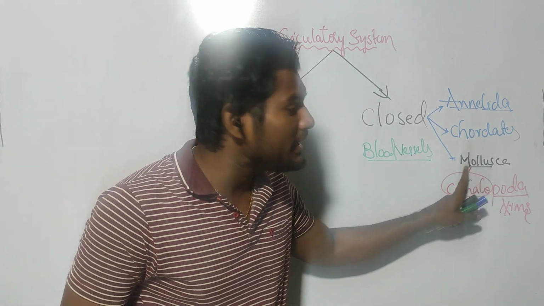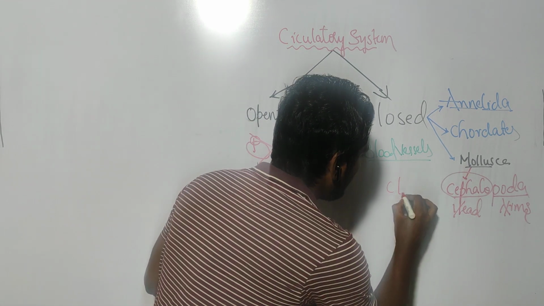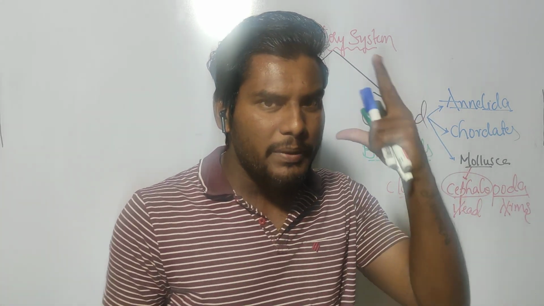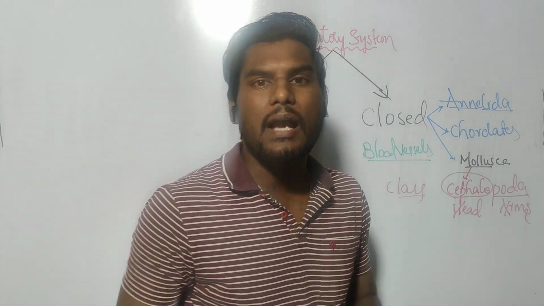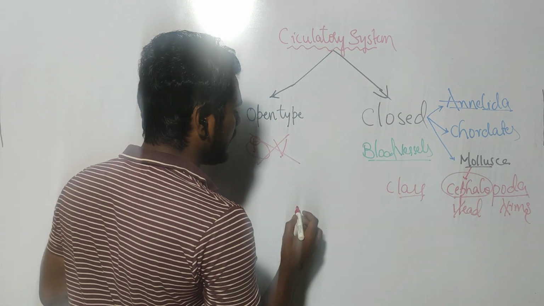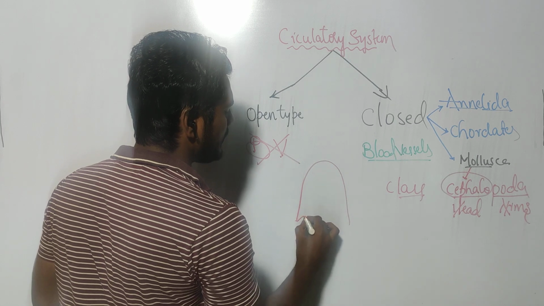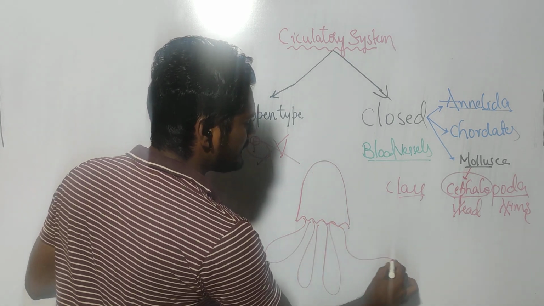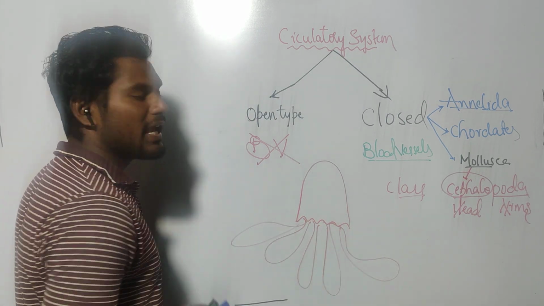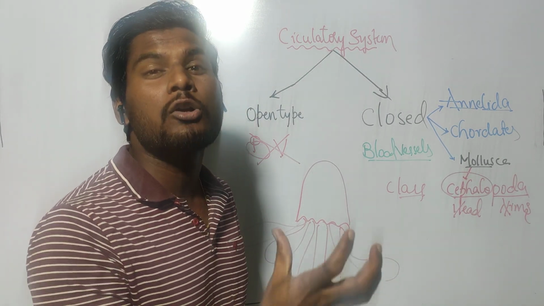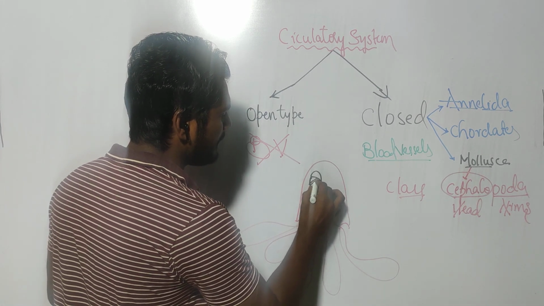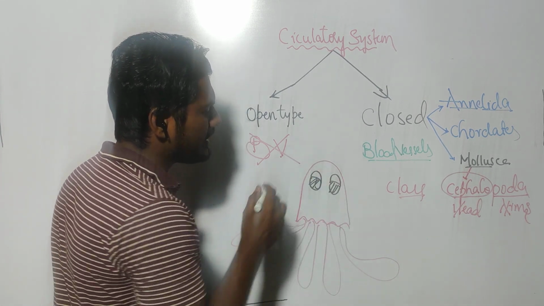In the Mollusca phylum, there is one class known as Cephalopoda. Cephalo means head, poda means arm. An example for cephalopod is the octopus. Have you ever seen an octopus? Like this, the octopus has arms. How many arms is it having? 8. That is why it is an octopus, which has a very dangerous eye. Bulged eyeballs will be present. All these are the bulged eyeballs.